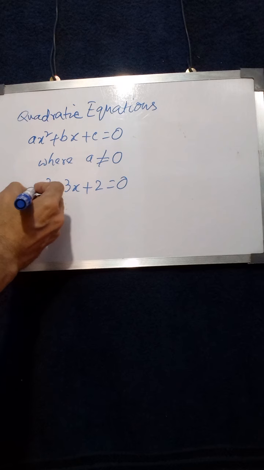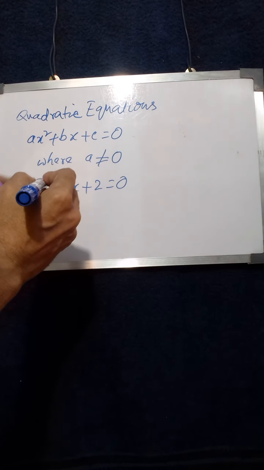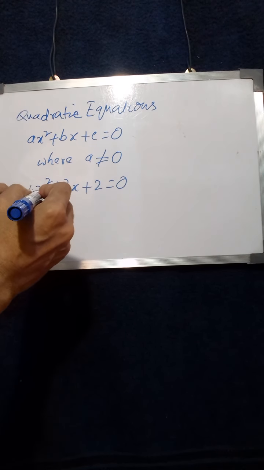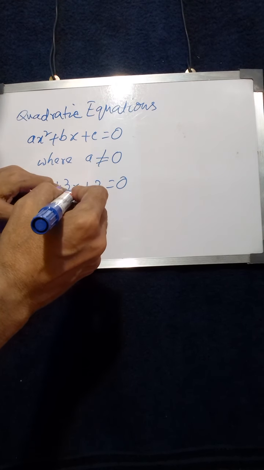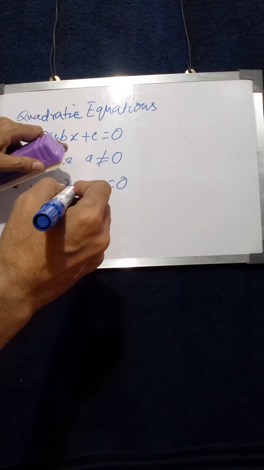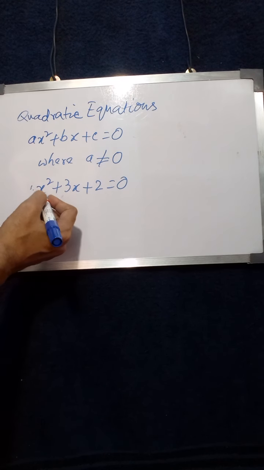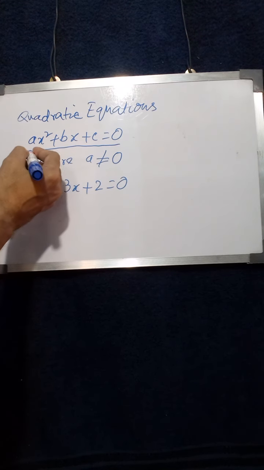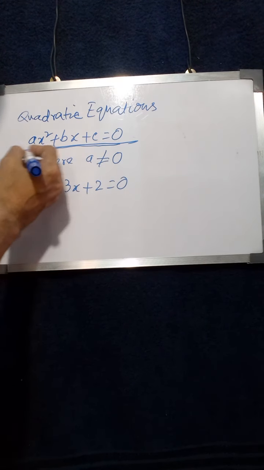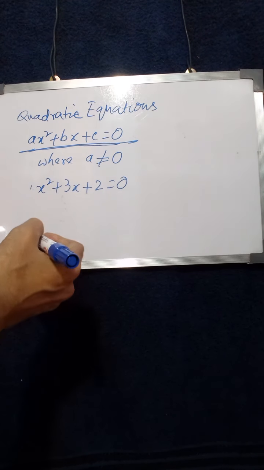Here you can compare the coefficient of x square, that is 1 here, which can be compared to a. The coefficient of x is 3, which can be compared with b, and the constant term c. So the coefficients should be compared with the original form. This is the original form of quadratic equation, generalized form of quadratic equation, where a must not be equal to 0.